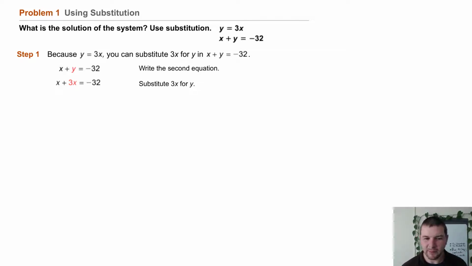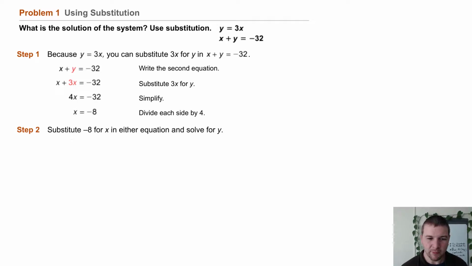Once it has one variable, we can solve for that one variable and identify a single value equal to x. So as we continue now, 4x equals negative 32, so x equals negative 8. We now know the value of x associated with the solution to this system of equations. But we still need to find y.